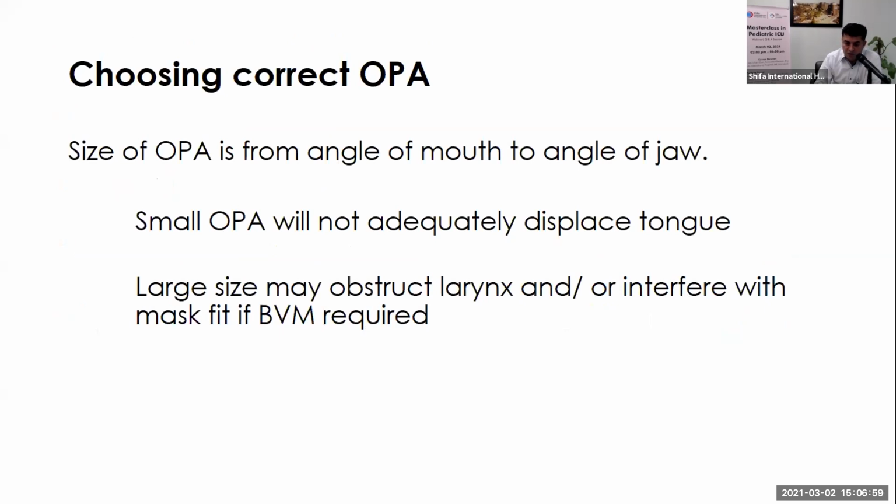Choosing the correct size of the OPA. In this one, the size starts from the angle of the mouth down to either the tragus or the angle of the jaw. You insert it in the inverse position first, and then you straighten it. And if the size is either too small or too large, what will happen is that a small OPA will not adequately displace the tongue. And if it is too large, it may go back and it may obstruct the posterior pharyngeal wall.